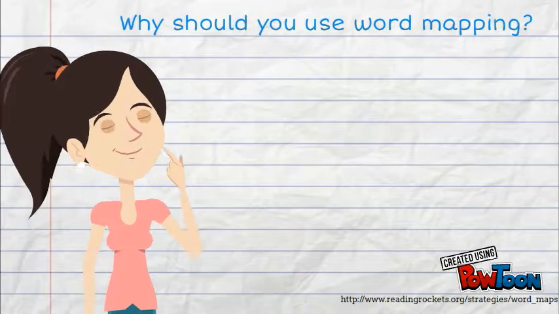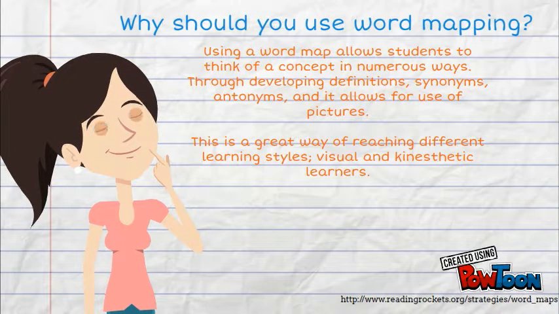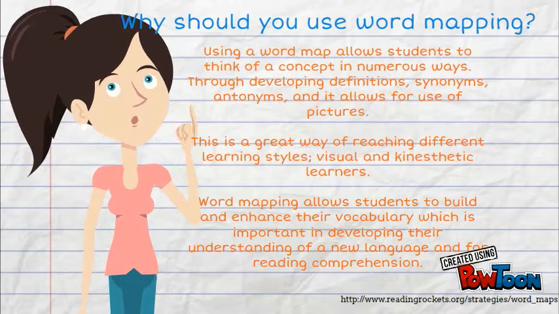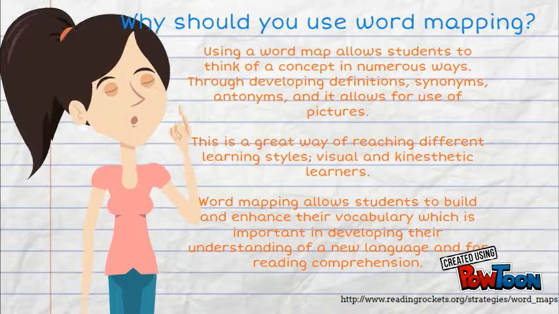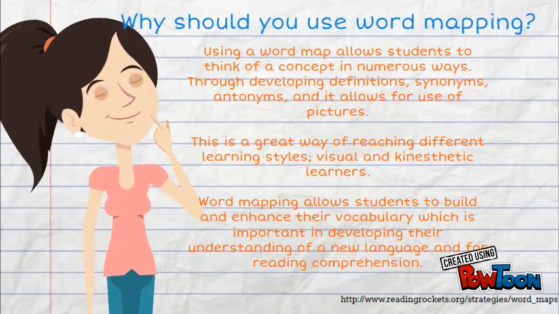Why should you use word mapping? Using a word map allows students to think of a concept in numerous ways, through developing definitions, synonyms, antonyms, and it allows for use of pictures. This is a great way of reaching different learning styles, such as visual and kinesthetic learning. Word mapping allows students to build and enhance their vocabulary, which is important in developing their understanding of a new language and for reading comprehension.